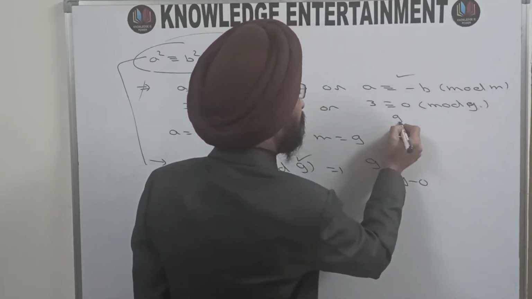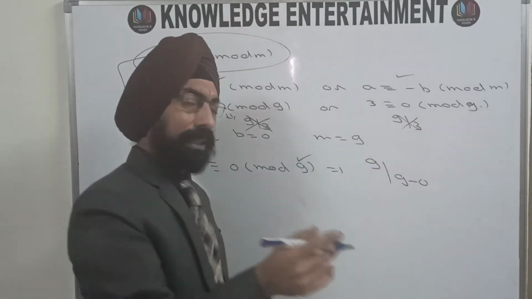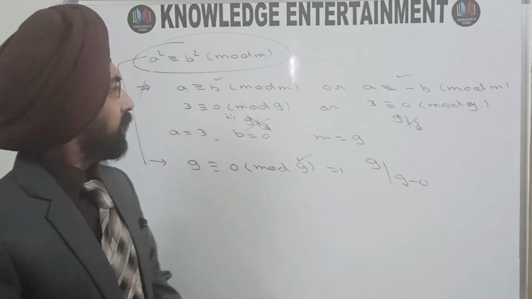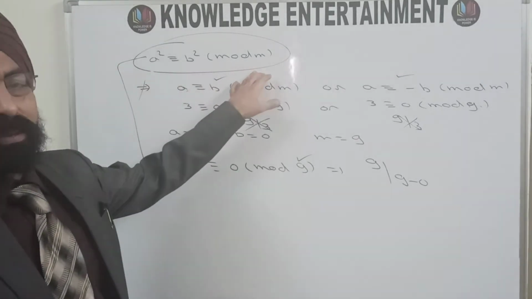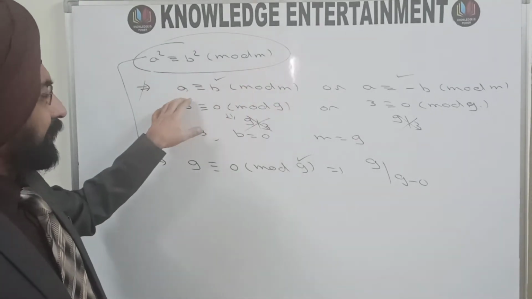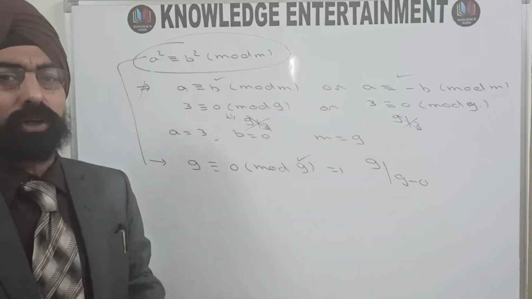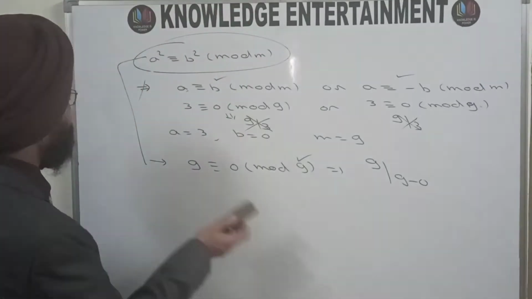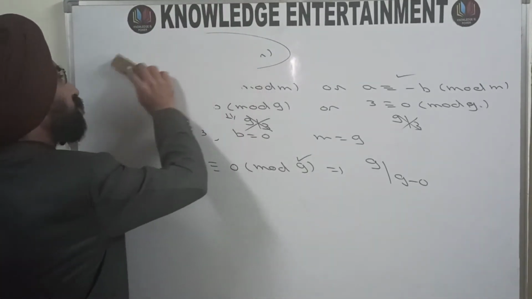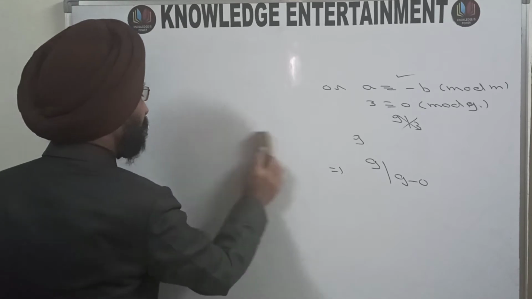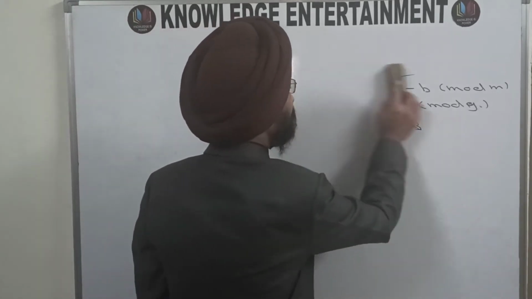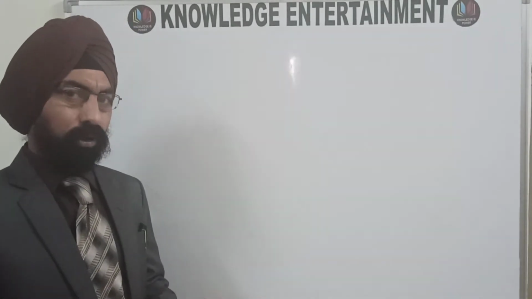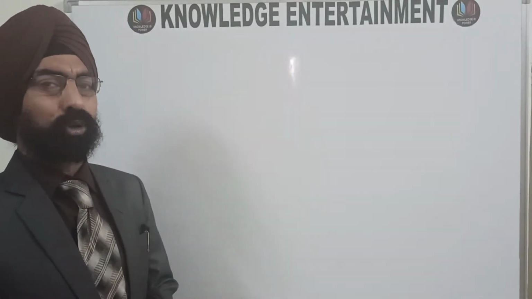That means once again you are getting 9 divides 3, which is not true. 3 divides 9, but 9 does not divide 3. So, if A square is congruent to B square modulo M, it does never mean either A is congruent to B modulo M or A is congruent to minus B modulo M. This is not true. This is not the case. So, this was a counterexample to show that A square congruent to B square modulo M does not imply A is congruent to B modulo M or A is congruent to minus B modulo M.